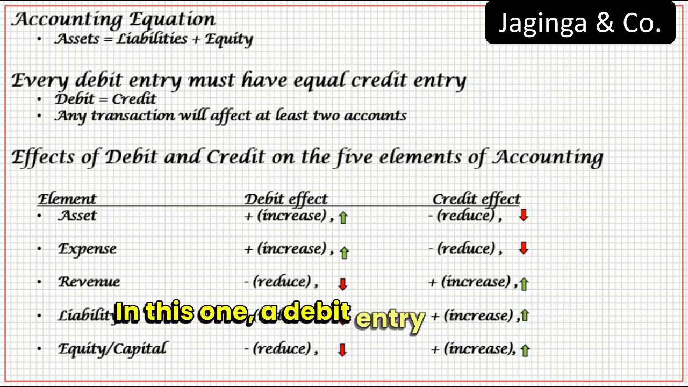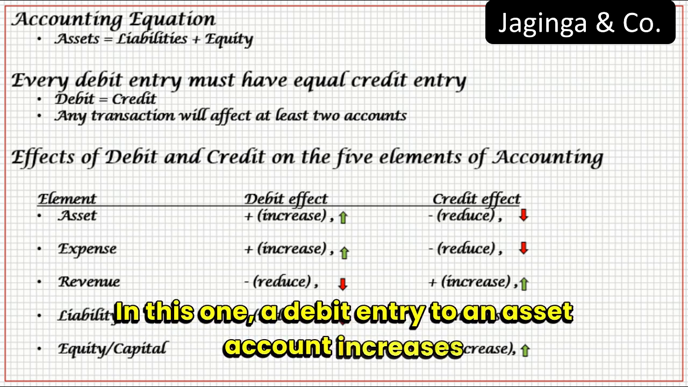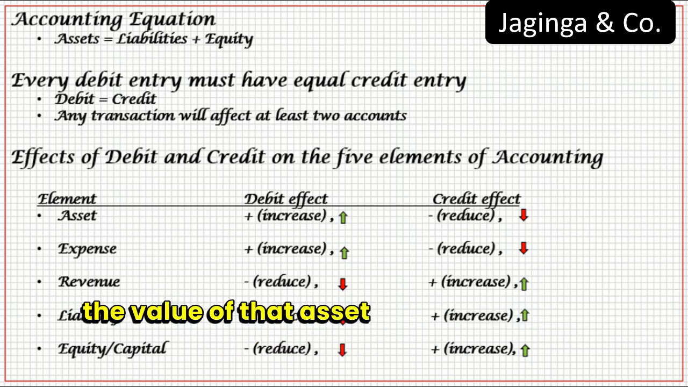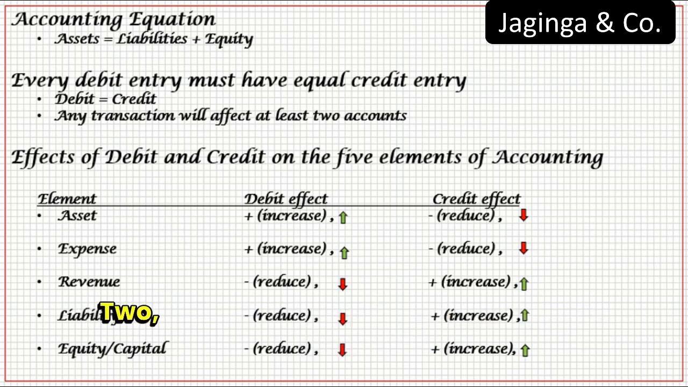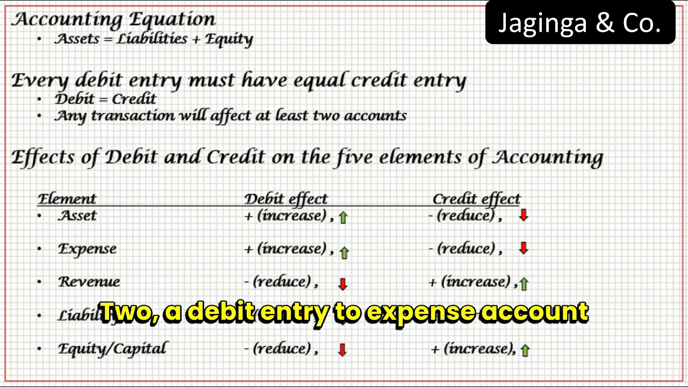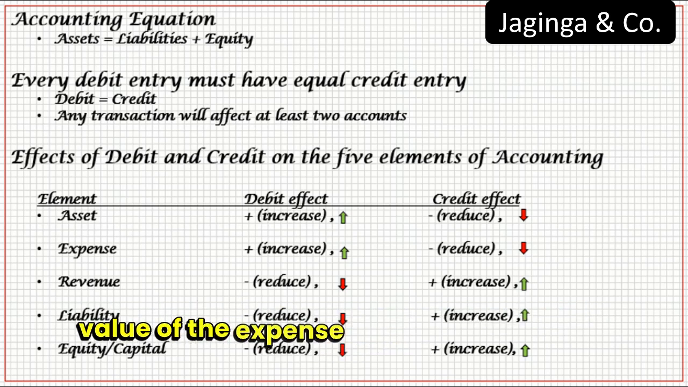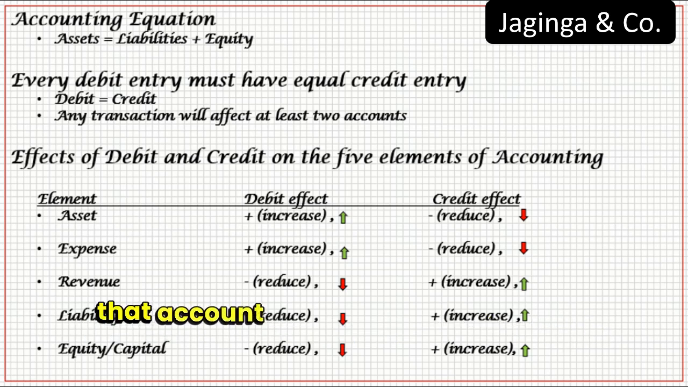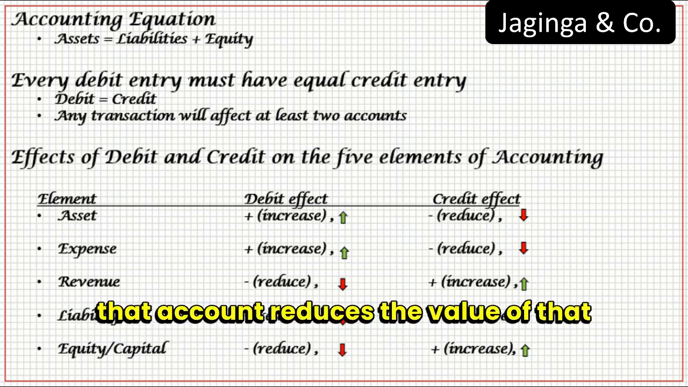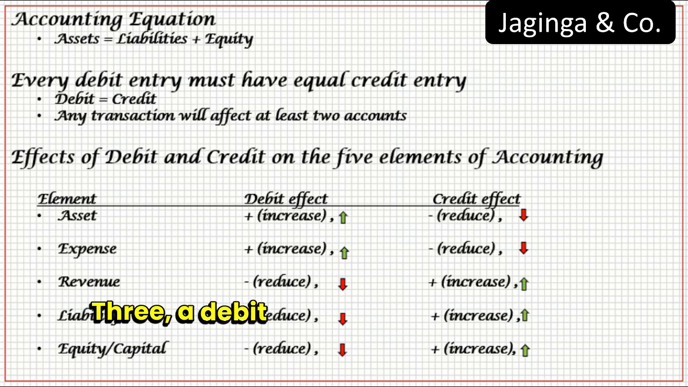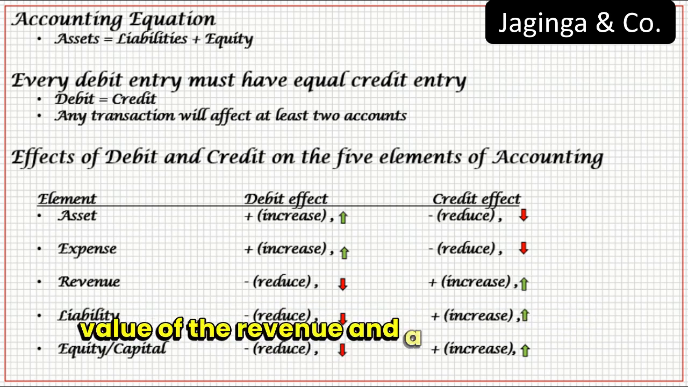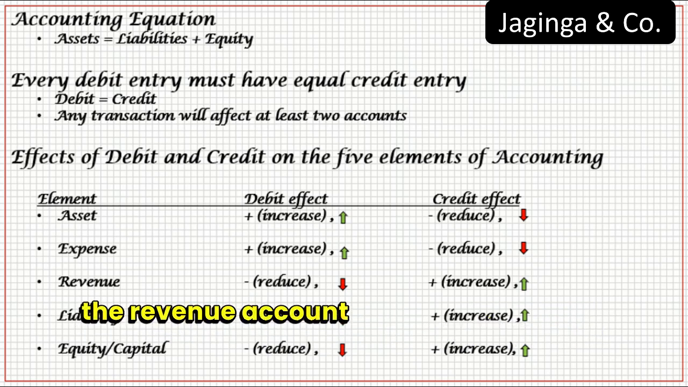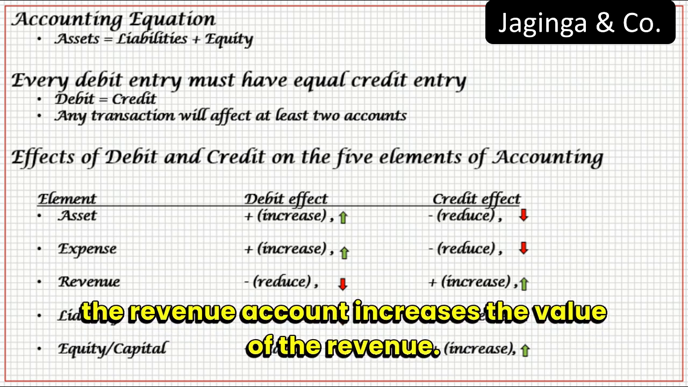1. A debit entry to an asset account increases the value of that asset, and a credit entry on the same asset account reduces the value of the asset. 2. A debit entry to an expense account increases the value of the expense, and a credit entry in that account reduces the value of that expense. 3. A debit entry in a revenue account reduces the value of the revenue, and a credit entry in the revenue account increases the value of the revenue.